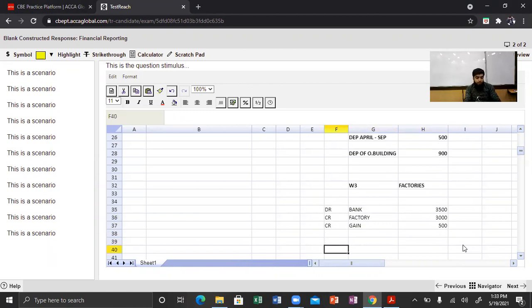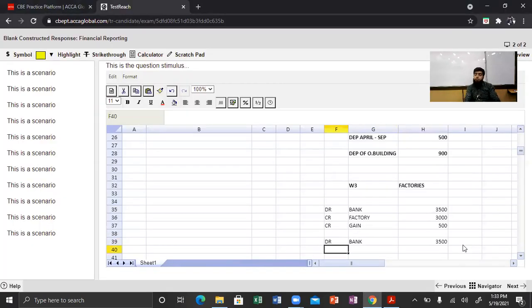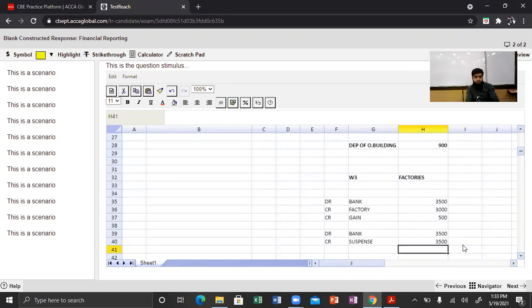But what they did, from this adjustment, it seems that they have debited the bank. But what they're saying is the proceeds were credited to the suspense account. Proceeds were recorded, but they credited the suspense account. It means neither the gain nor the factory is removed from the accounts. It means the suspense account is credited. Therefore, there is a credit balance of suspense account of 3.5 million. So they have made this error.